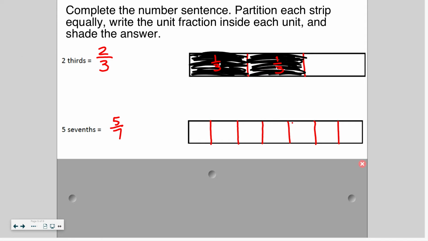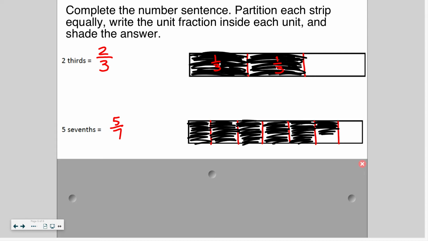If you're ready, continue watching. So how much are we going to shade in? We're going to shade in 5, because there's 5/7. So 1, 2, 3, and go ahead and shade yours as well on your paper or your whiteboard, wherever you're writing. 4, 5. Oops, sorry, I said 6, but it's 5. So now we have to write in the unit fraction.